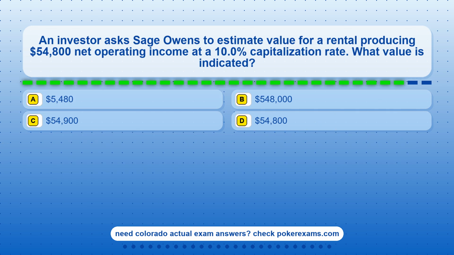Question 23. An investor asks Sage Owens to estimate value for a rental producing $54,800 net operating income at a 10% capitalization rate. What value is indicated? Option A, $5,480. Option B, $548,000. Option C, $54,900. Option D, $54,800.